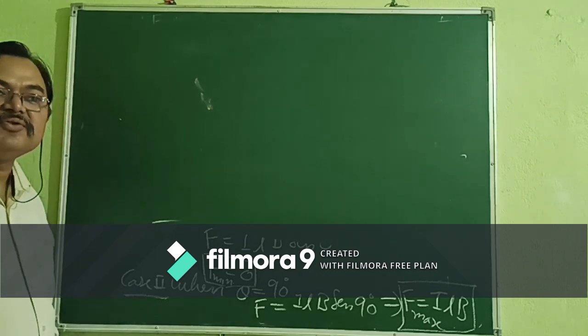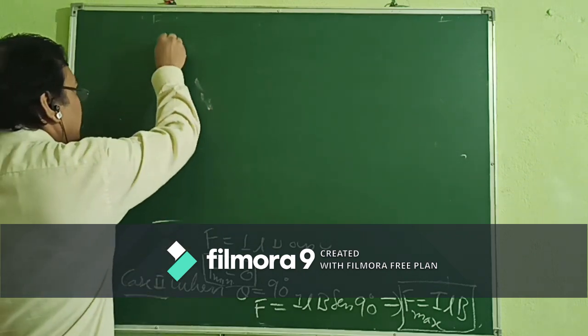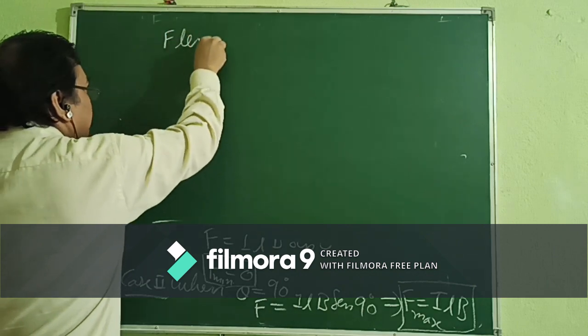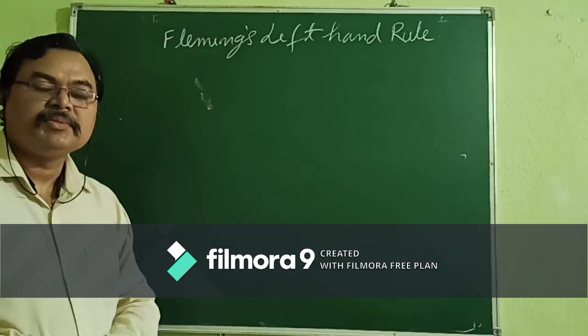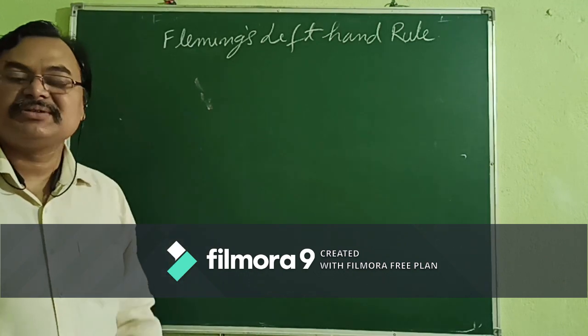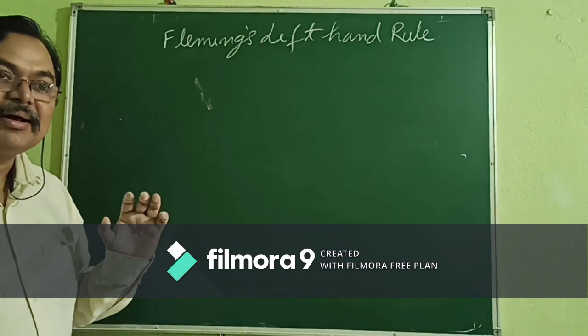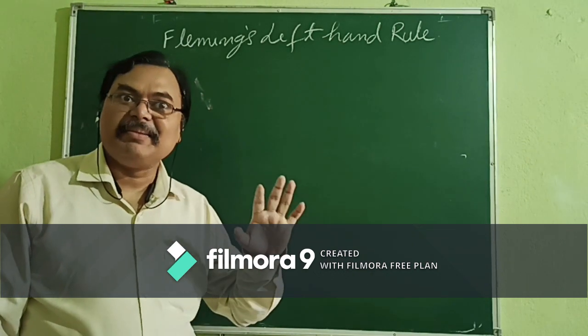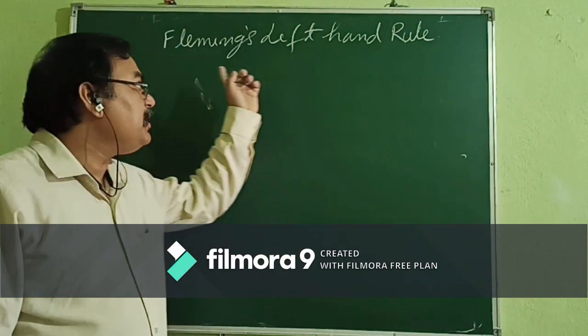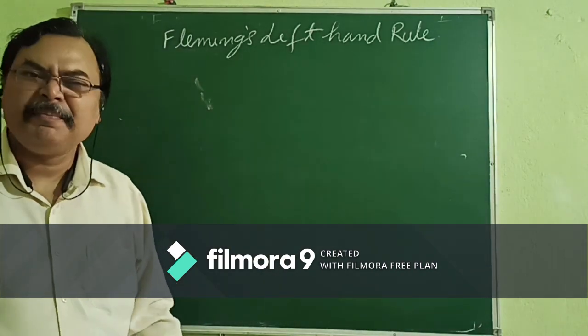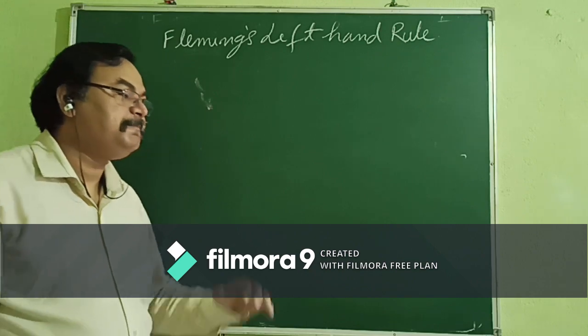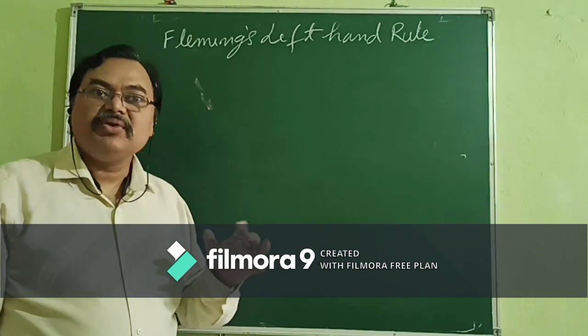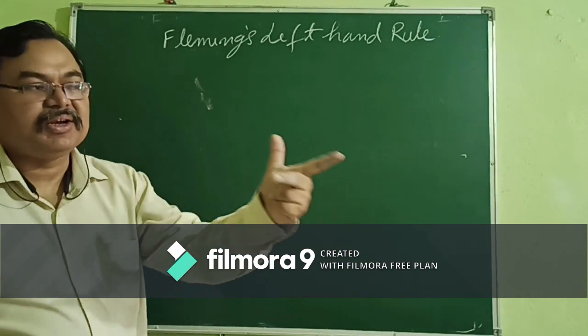As far as the direction of the force is concerned, the direction of the force on a current carrying conductor placed in a magnetic field is given by Fleming's left hand rule. Okay. Now see, this left hand rule you have studied in class 10th. Again we can recall it.